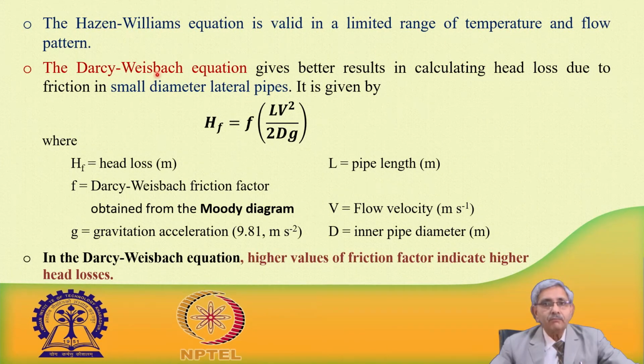Now, the other way to estimate the head loss due to friction is by the Darcy-Weisbach equation. This is a popularly known equation, hf equal to f L V square by 2 d g, and these are the values. Here hf is the head loss due to friction, f is the Darcy-Weisbach friction factor, and that can be obtained from the Moody diagram, g is the acceleration due to gravity, L is the pipe length, and V is the flow velocity. So, these are all the things which are there.